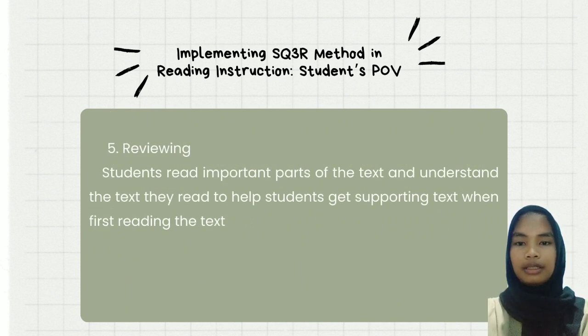Next, point E, reviewing. Students read important parts of the text and understand the text they read to help students get supporting text from when they first read the text. In the context of teaching and learning, this can mean revisiting previously studied material to improve understanding. For example, when reading a text, students may be asked to identify important points or key concepts being studied. You can then return to each section to ensure understanding.